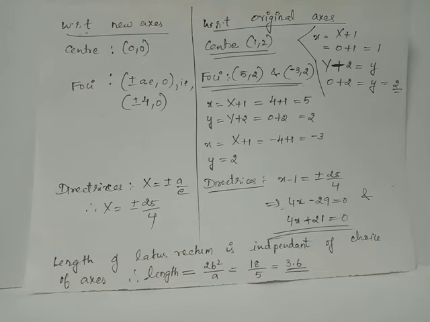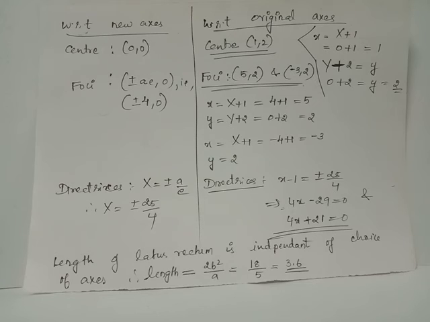Since we have found foci with respect to new axis X Y as (±4, 0), where X takes two values, positive 4 as well as negative 4, and Y = 0. We have x = X + 1, which is 4 + 1, which is 5. y = Y + 2, which is 0 + 2, which is 2, which will give us one of the foci with coordinates (5, 2). x = −4 + 1 will give us −3, and y remains the same, y = 2. Thus we have the other focus with coordinates (−3, 2).